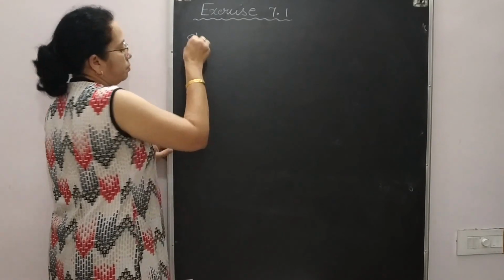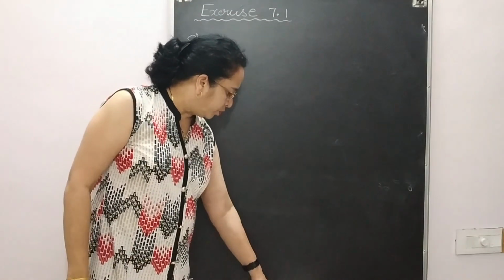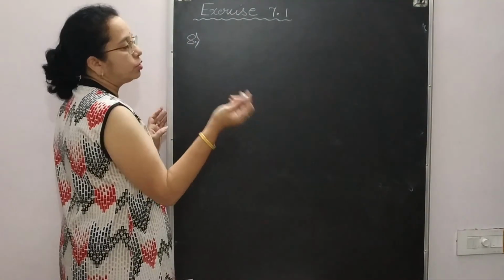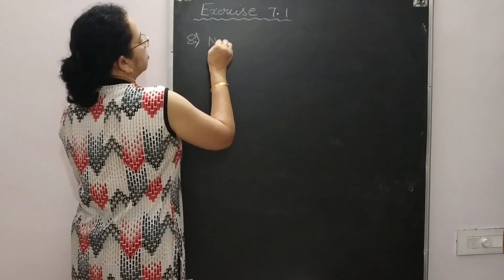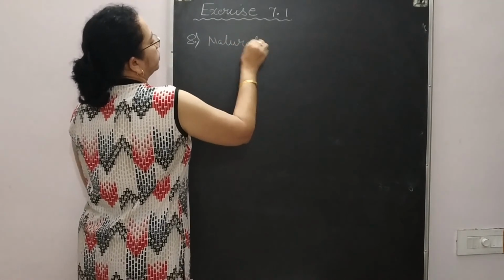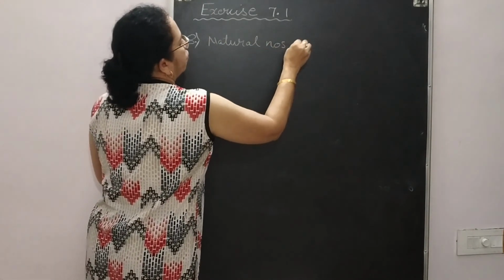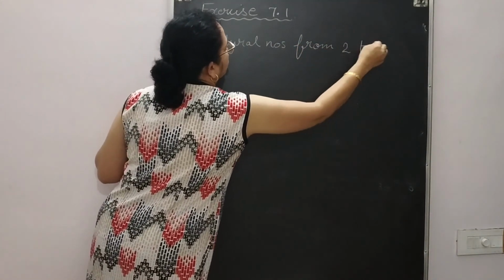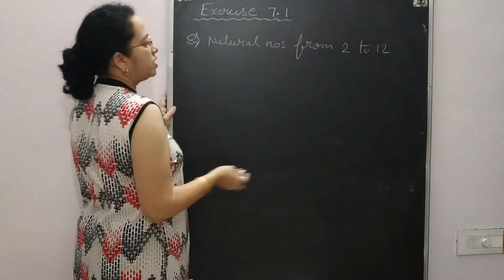Next is question number 8. Write the natural numbers from 2 to 12. So what is the first statement? Natural numbers from 2 to 12. Write down which numbers are there.